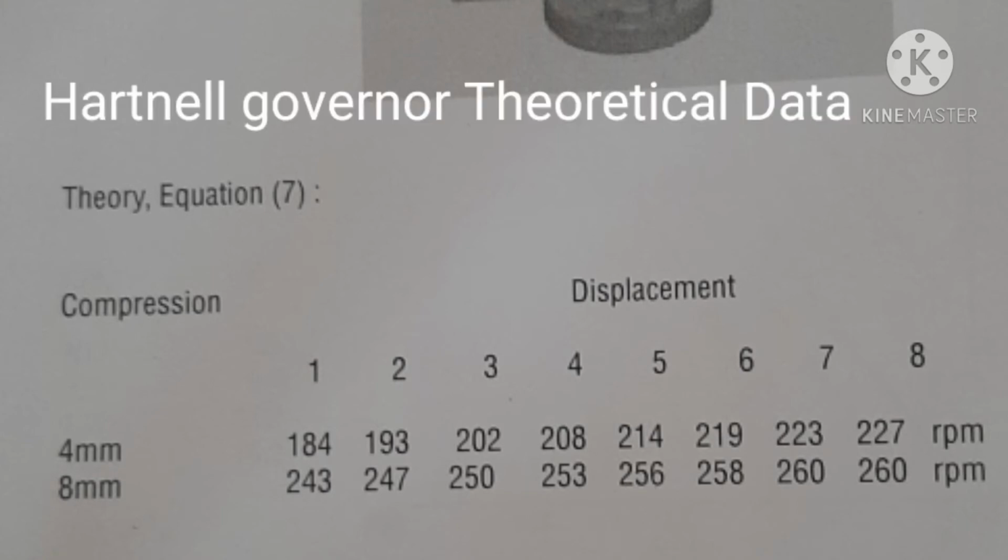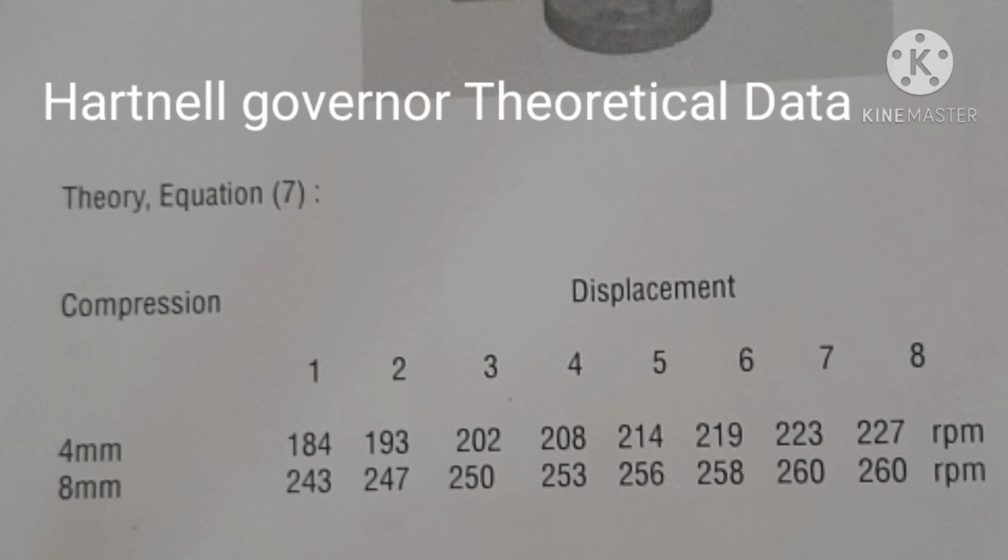And this is for the Hartnell governor, the third type of governor which we are looking at here. But in here we are not going to add weight or anything. We already see that there is a spring, right? By using the spring we will give force, right? Therefore there are 2 different adjustment lengths, 4 millimeter and 8 millimeter. So you will get 2 different lines, right? This is the theoretical data which we are looking at here.